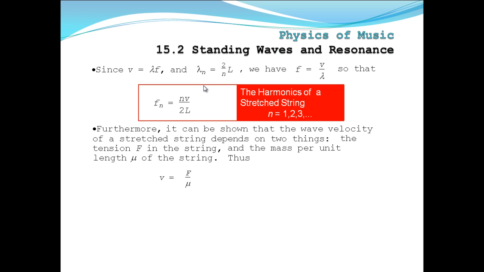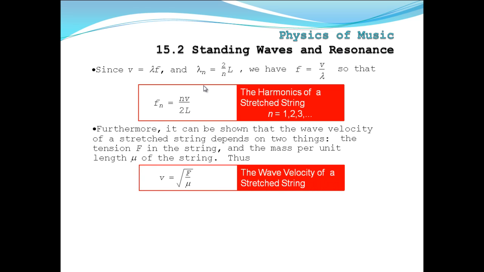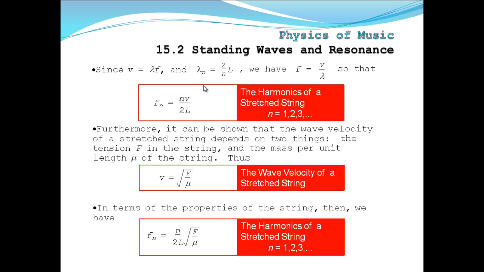Thus, velocity equals the square root of the force divided by mu. So we can find the wave velocity another way if we know the tension in it and we know the density of the string per length. So in terms of the properties of a string, we have the natural frequency, n over 2L, times the square root of F over mu. We can find the harmonics of a stretched string using this formula too, because all we're doing here is replacing the v with whatever v equals here. So we can find our Fn two different ways.